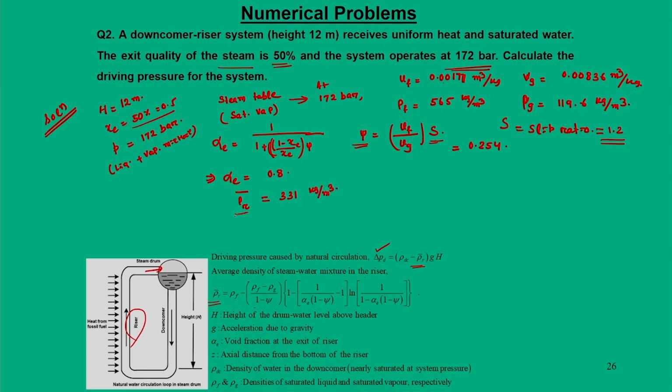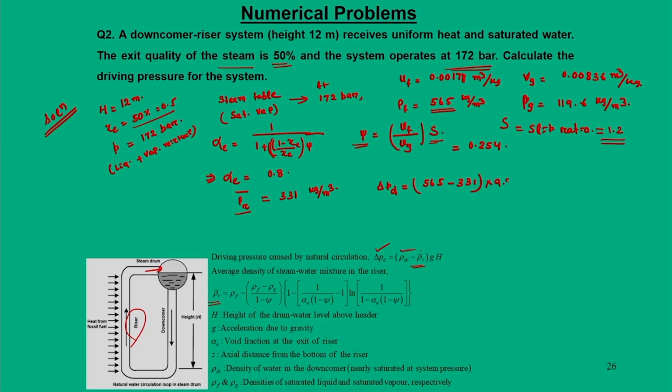Now, once you know this rho r bar, then we can calculate delta P d. It is nothing but rho downcomer minus rho r bar times g times h. So, downcomer density is mainly liquid, that is 565. So, this number can be assumed as 565. So, delta P d can be calculated as 565 minus 331. So, this part is done.